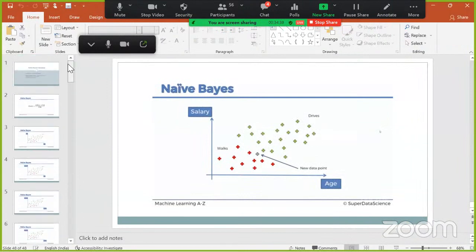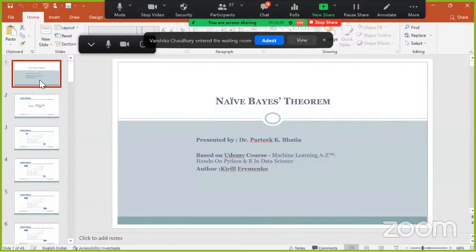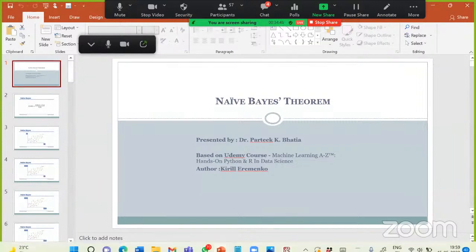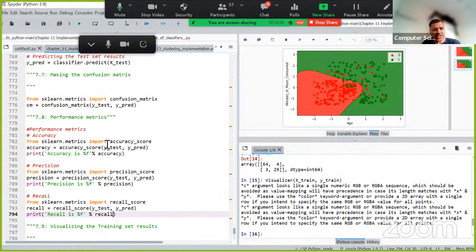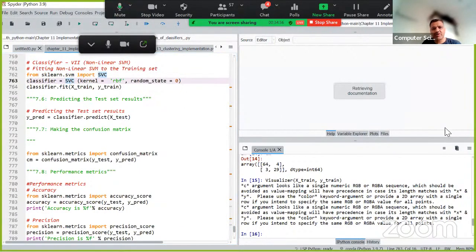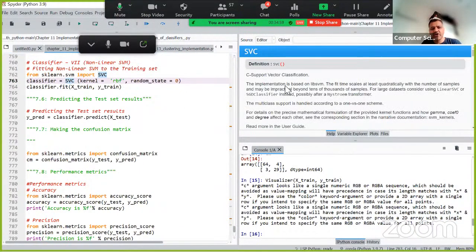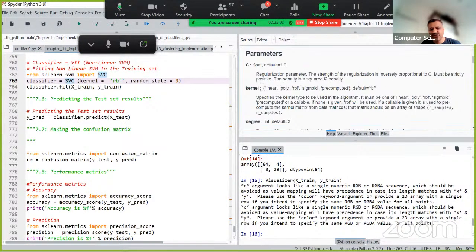Sir, if we want to use sigmoid or anything else, what do we have to write, kernel is equal to sigmoid? Yeah, I think so. So I hope now you know how to tweak it. Of course you will not remember all these things, so my suggestion is to always use Control I, so that you can get the documentation and it will tell you what the possibilities are. Here you can see that it is already specifying all the kernels.